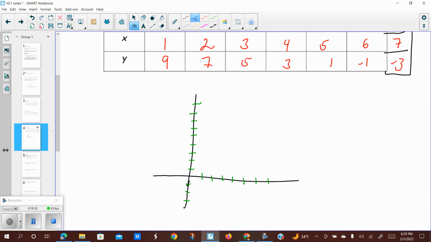Got the point (1, 9) up here. Oops, that's supposed to be blue. There we go, (1, 9), (2, 7), (3, 5). Okay, I am not doing a very good job here. (2, 7), (3, 5), there we go. (4, 3), (5, 1). All right, there is definite human error here. (6, -1), and (7, -3).